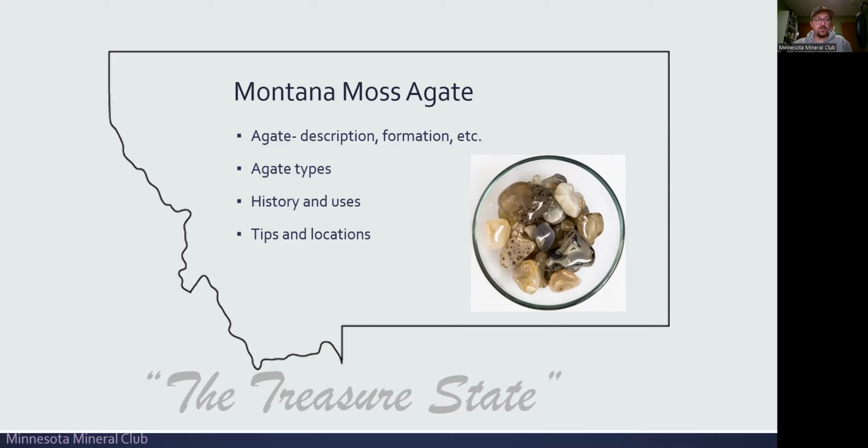So as you might know, Montana is known as the Treasure State, and the Montana agate actually became the official state gemstone in 1969, along with the Yogo sapphire.